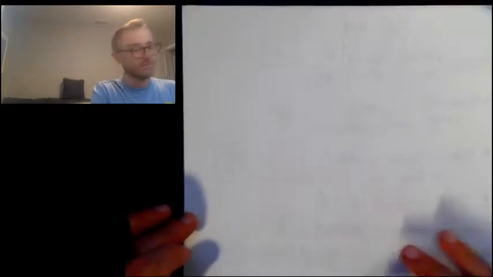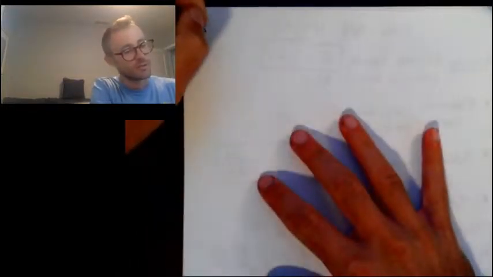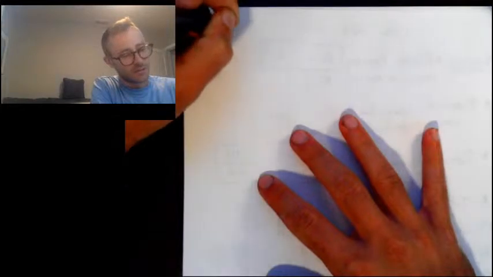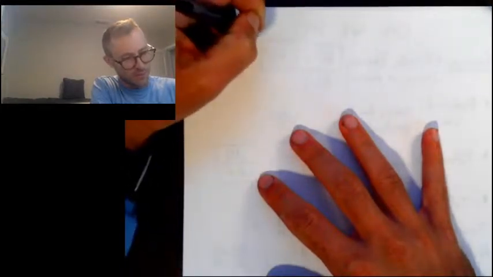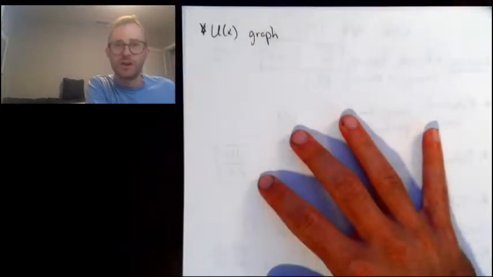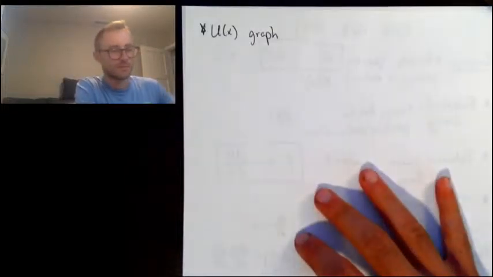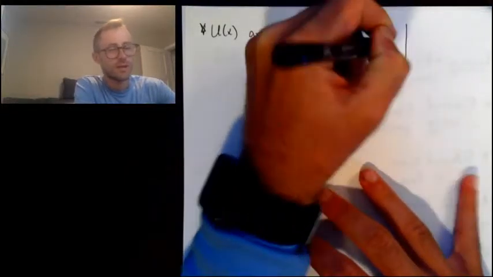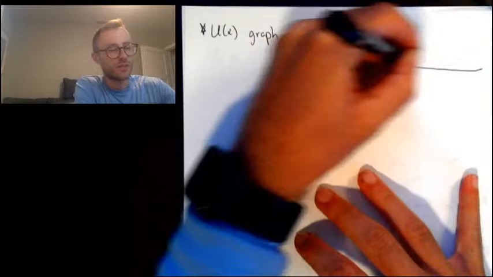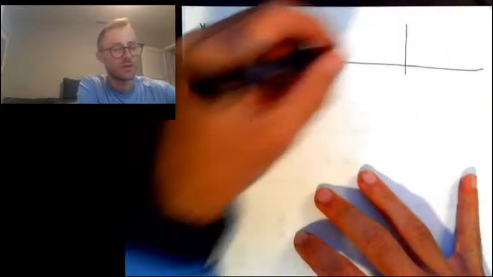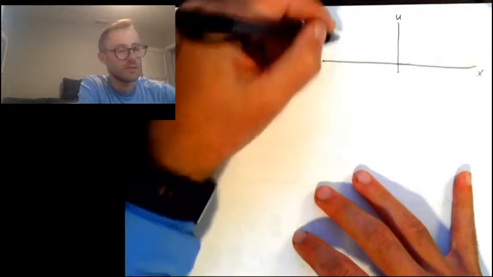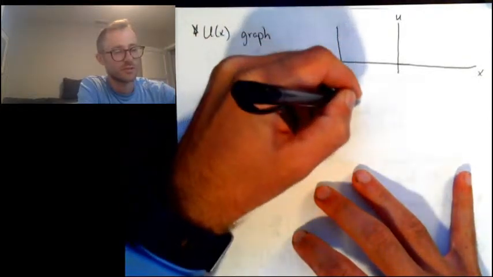So now we're going to get to the main subject for today, which is U of x graphs. A common thing to do is to graph the potential energy as a function of where you are. Okay, so maybe your potential energy function looks like this.